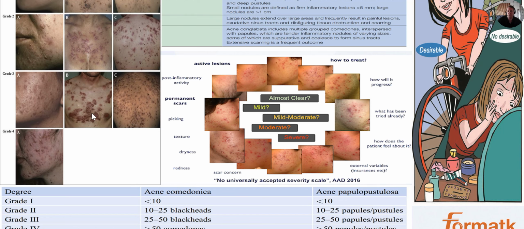So we know that once you have acne, you need to treat. Why do you treat? To avoid scars, because the scars are very hard to treat later on, and it's like a gift that keeps on giving, and we don't want that kind of gift.